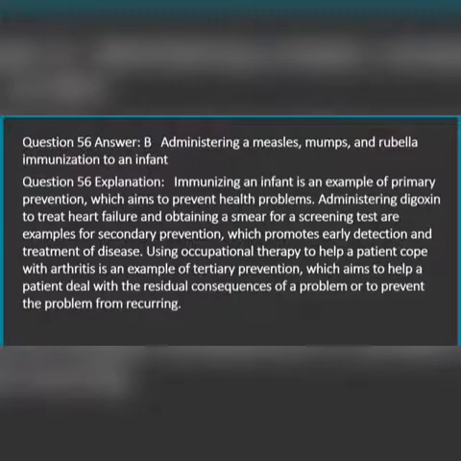Question 56. Explanation: Immunizing an infant is an example of primary prevention, which aims to prevent health problems. Administering digoxin to treat heart failure and obtaining a smear for a screening test are examples of secondary prevention, which promotes early detection and treatment of disease. Using occupational therapy to help a patient cope with arthritis is an example of tertiary prevention, which aims to help a patient deal with the residual consequences of a problem or to prevent the problem from recurring.